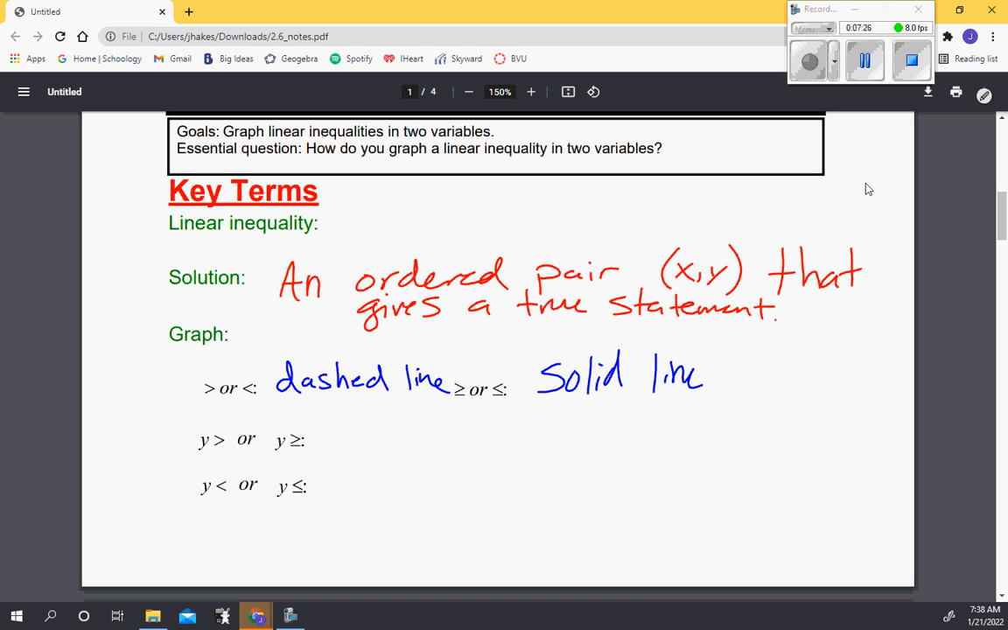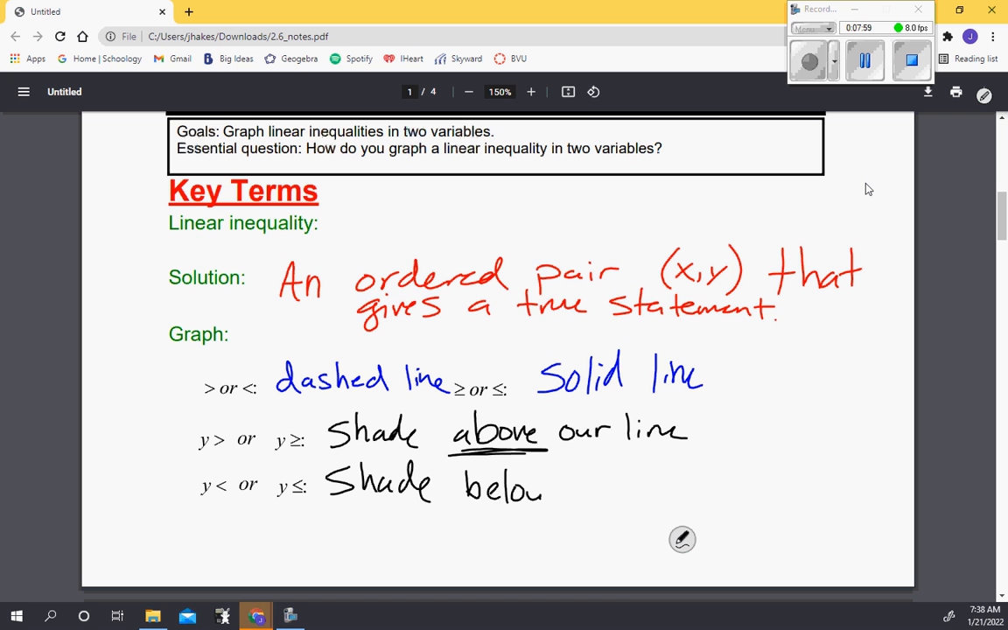Okay, and we're actually going to do a little bit of shading today. Shading, like coloring, or however you want to phrase it. When y is greater than, or y is greater than or equal to, we shade above our line. And when y is less than or equal to, we shade below our line.